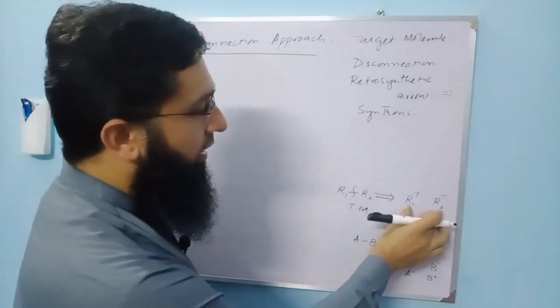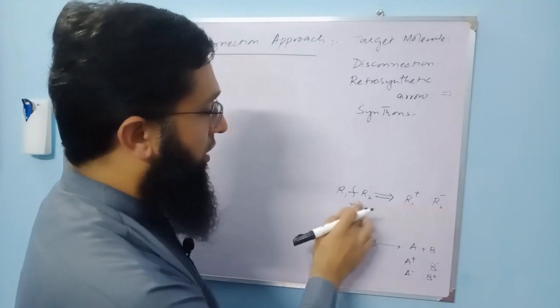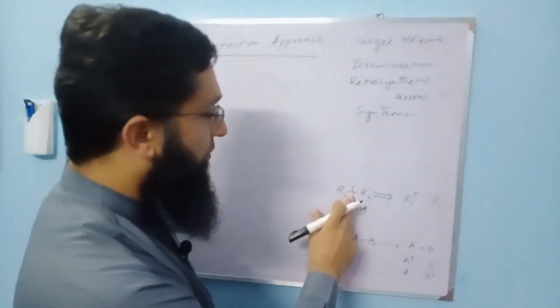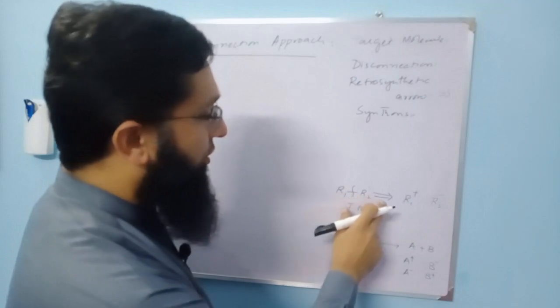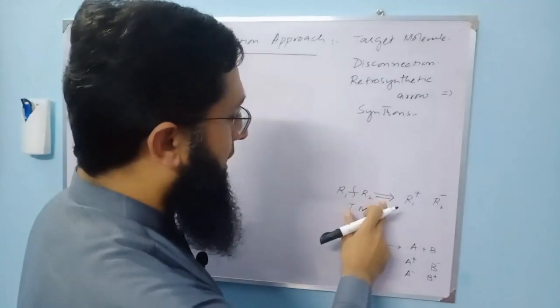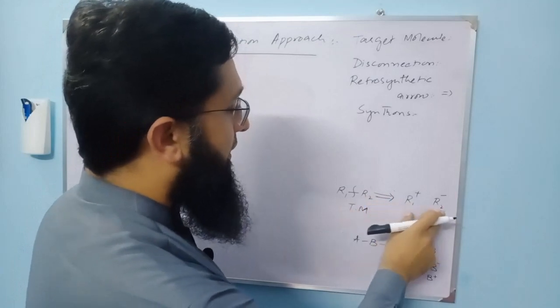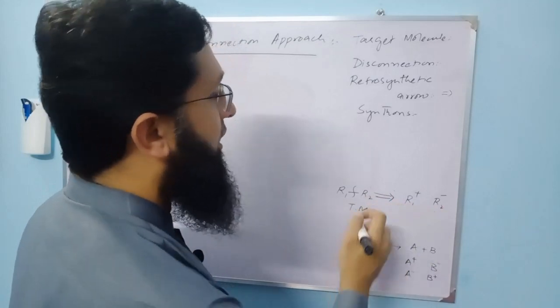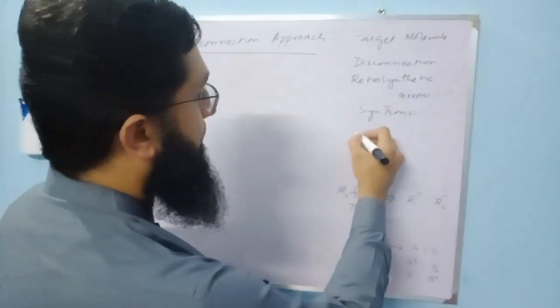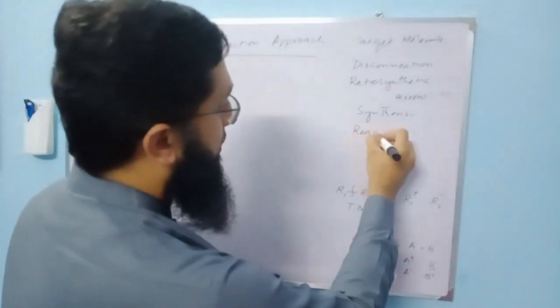These are idealized reagents because we are doing all this theoretically, and when we disconnect with a wiggly line and put a retrosynthetic arrow here, then we get these synthones. So synthones are idealized reagents. And then the term reagent.